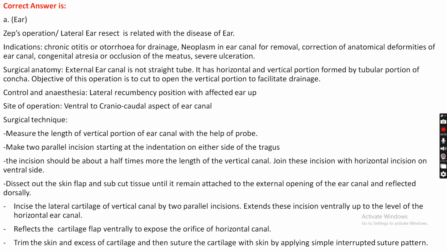Now after the operation we have to suture this cartilage and this skin by means of a simple interrupted suture pattern. Okay.